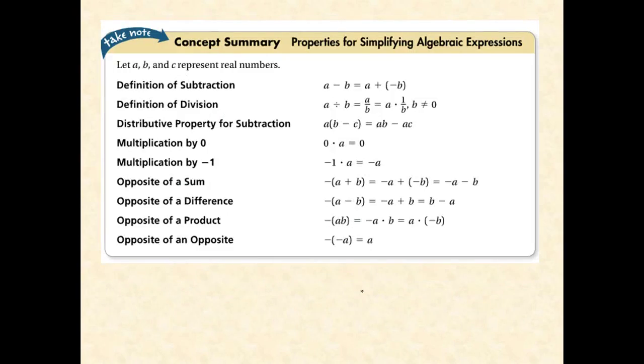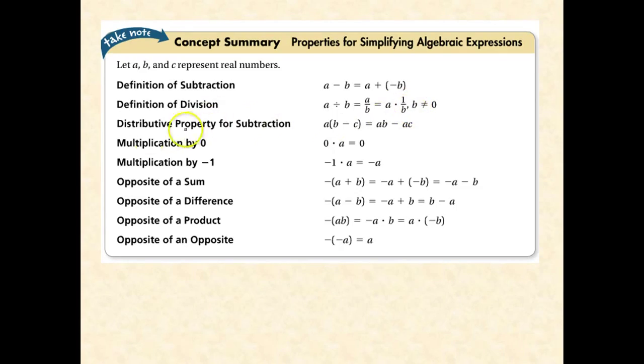So here's a review of all these properties that we can use to simplify. The definition of subtraction is subtracting b is really adding the opposite of b. The reason we want to do that is because once we change it to adding the opposite of b, we can use all of our addition rules. A divided by b is the same as a over b. This means a divided by b. It's the same as a times 1 over b, but b can't equal 0 because you're never allowed to divide by 0.